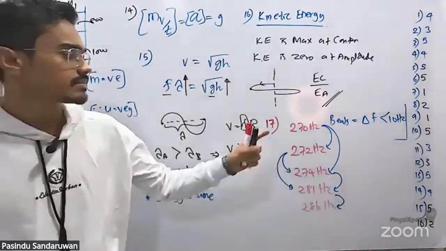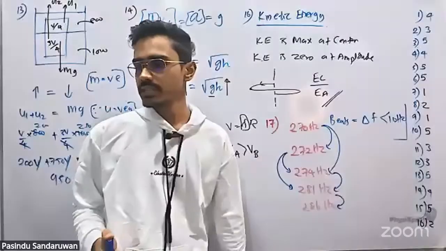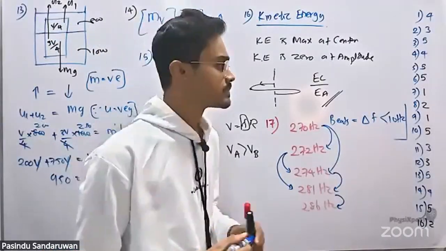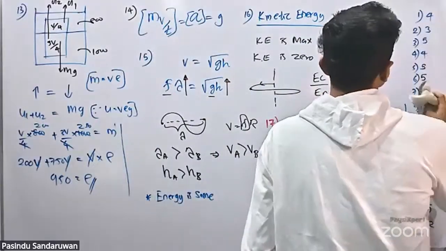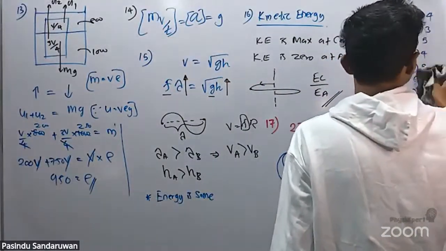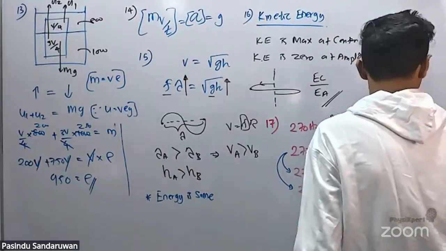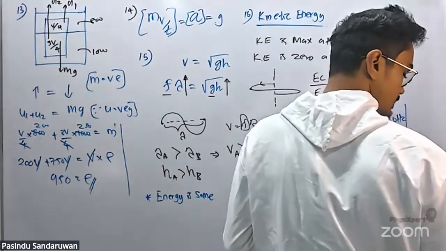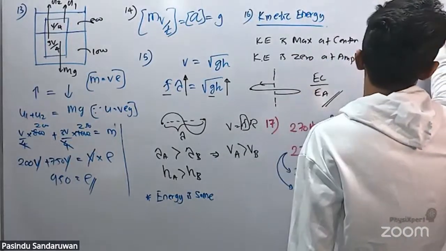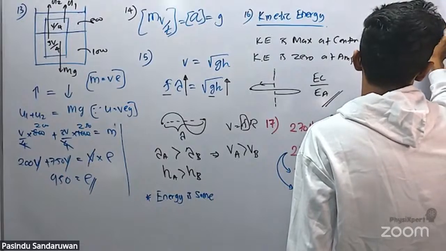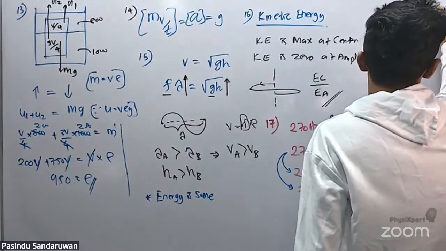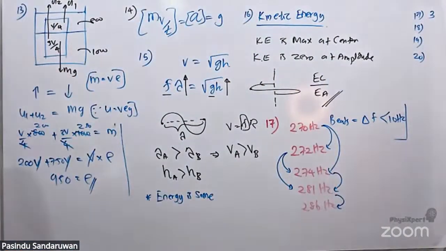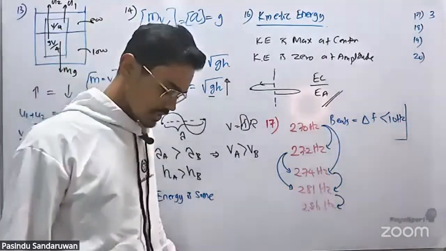Then how many ways? 1, 2, 3, 4, 5, 6. Altogether 6 ways. For 17, the answer is 3, 6 ways.